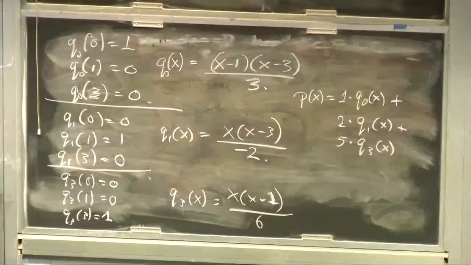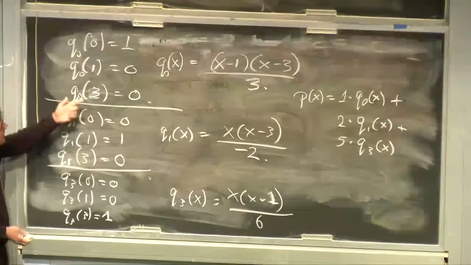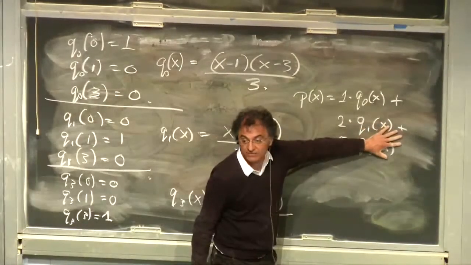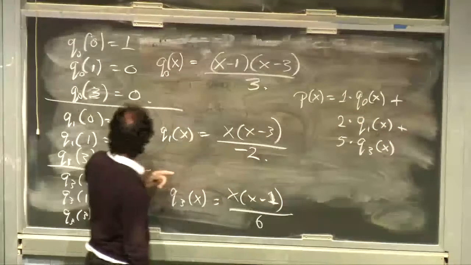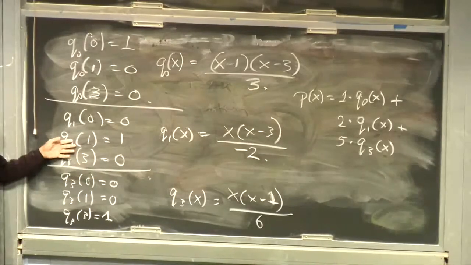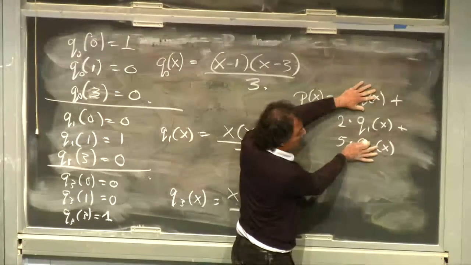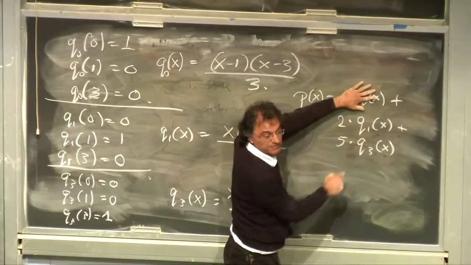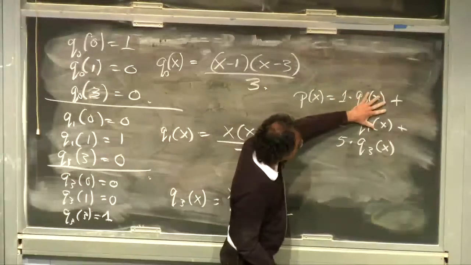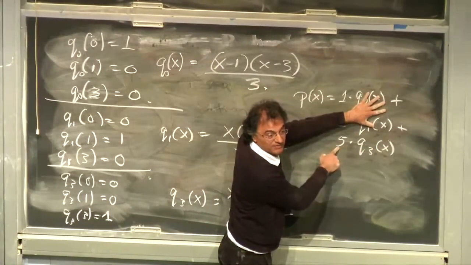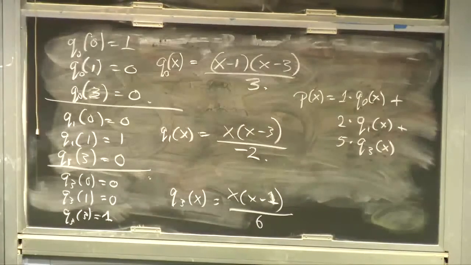Now what's its value at 0? 1, right? Because these two don't contribute anything to the value at 0. And this one contributes 1. Okay, what's its value at 1? It's got to be 2, right? Because these two don't contribute anything at 1. This one contributes 1 times 2. What's its value at 3? Well, again, these two don't contribute anything. This one contributes 1 times 5. Right? So we got the correct polynomial.